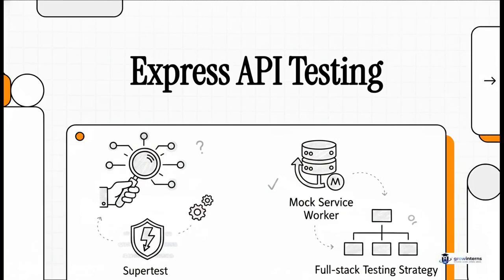Welcome to this explainer. We've made it to day 20 of your Express.js journey, which is a huge milestone. Today, we're jumping right into practical API integration testing. We'll be breaking down Supertest, mocking network boundaries with Mock Service Worker, and putting all these pieces together for a really solid full-stack testing strategy.